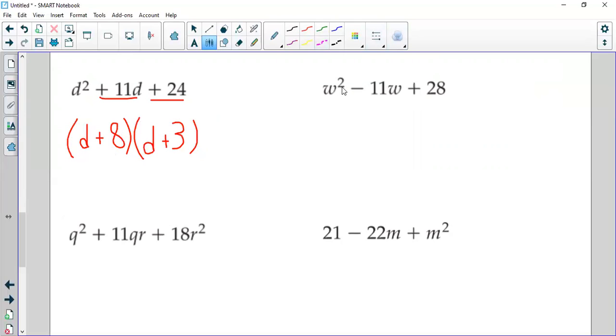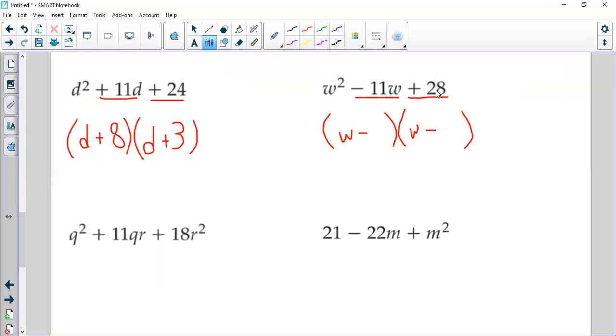Try this one. W squared minus 11w plus 28. A positive c value means that I'm going to need to multiply to make 28 and add to make, in this case, negative 11. So I'll start my parentheses out. I've got a w and a w. That's what makes my w squared right here. I know I'm going to have two signs that are the same to multiply to make a positive, and I have to add to make a negative, so those two same signs are going to be minus and minus.